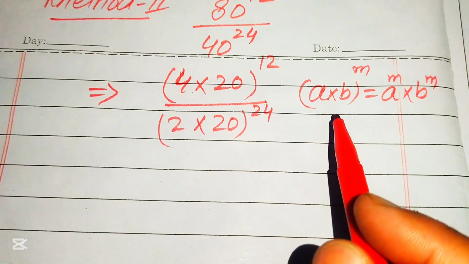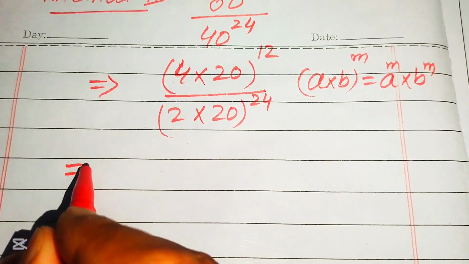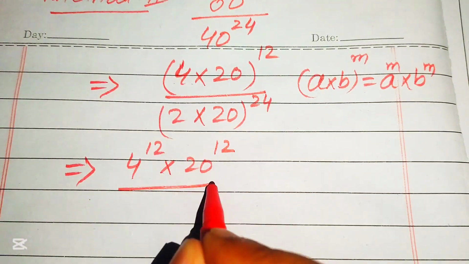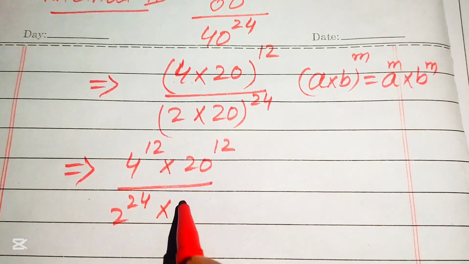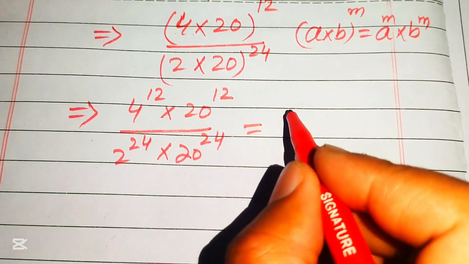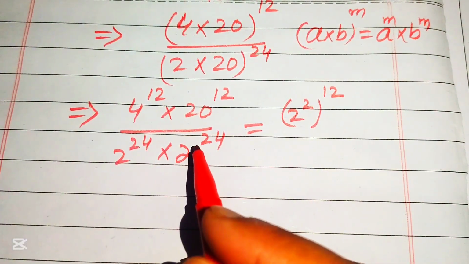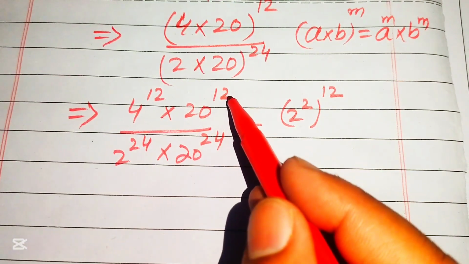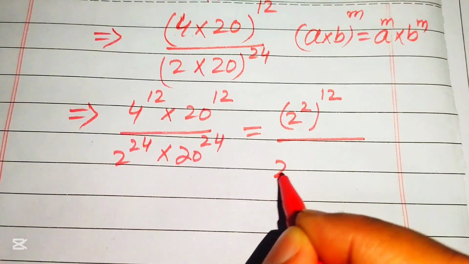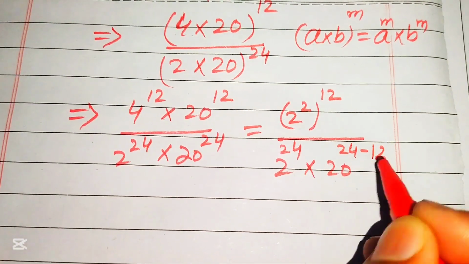So according to this exponent law, we can apply this exponent separately on both of these terms and it will be written as 4 to the power of 12 multiplied by 20 to the power of 12 divided by 2 to the power of 24 multiplied by 20 to the power of 24. So now we rewrite this 4 as 2 squared and its exponent is 12, and here we apply the exponent law. So the exponent 12 is lesser than 24, so we move 12 to the 24 side and it will be written as 2 to the power of 24 multiplied by 20 to the power of 24 minus 12.